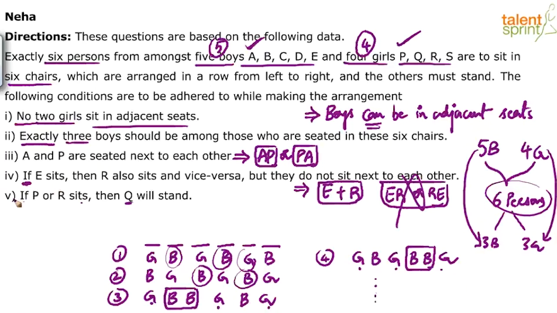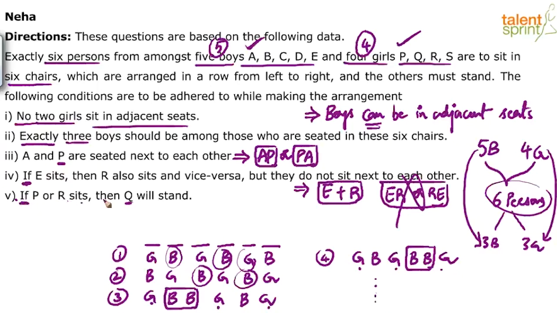Try to connect point number 5 with point number 3. See, independently point number 5 is very clear that if P is there or R is there, then Q will stand, right? If P is there, R is there, then Q will stand. But then if you connect point number 5 with point number 3, if you combine 3 and 5, you will get a lot of information there. See, point number 3 had clearly mentioned that P is selected. See, this is actually an if condition.